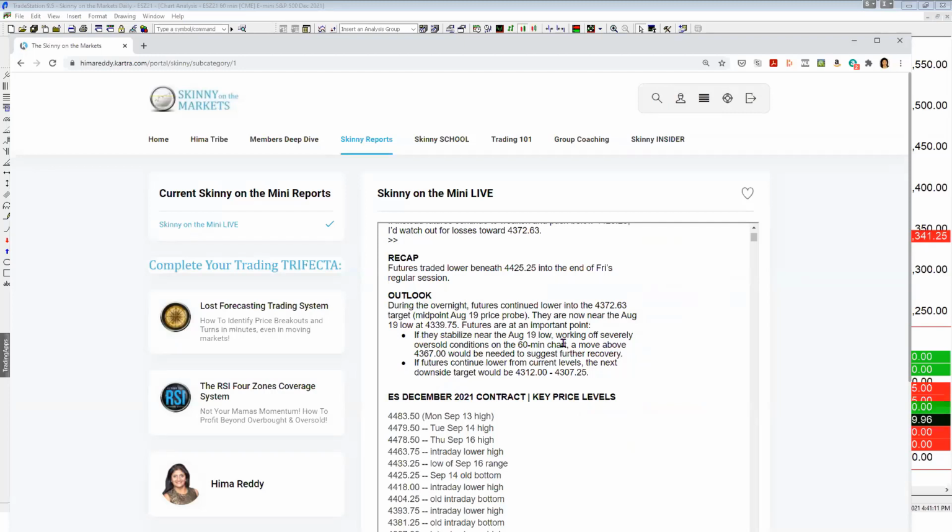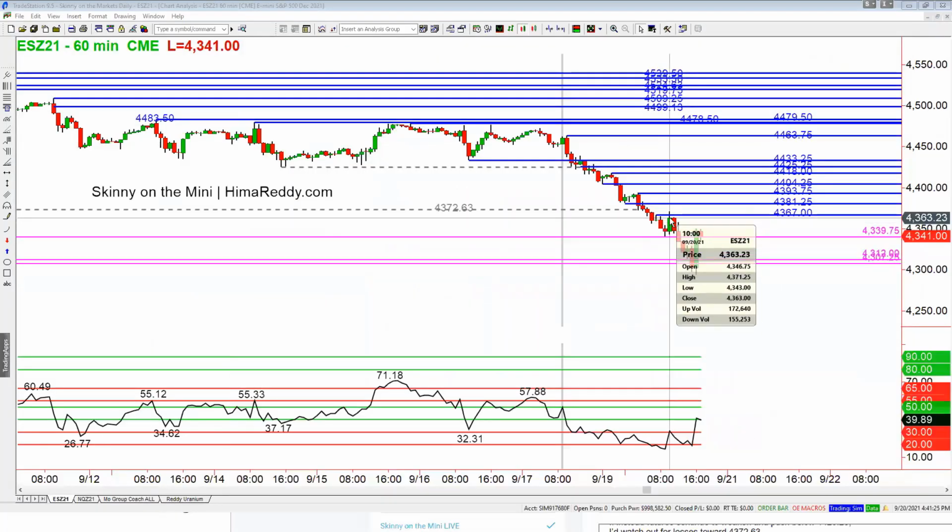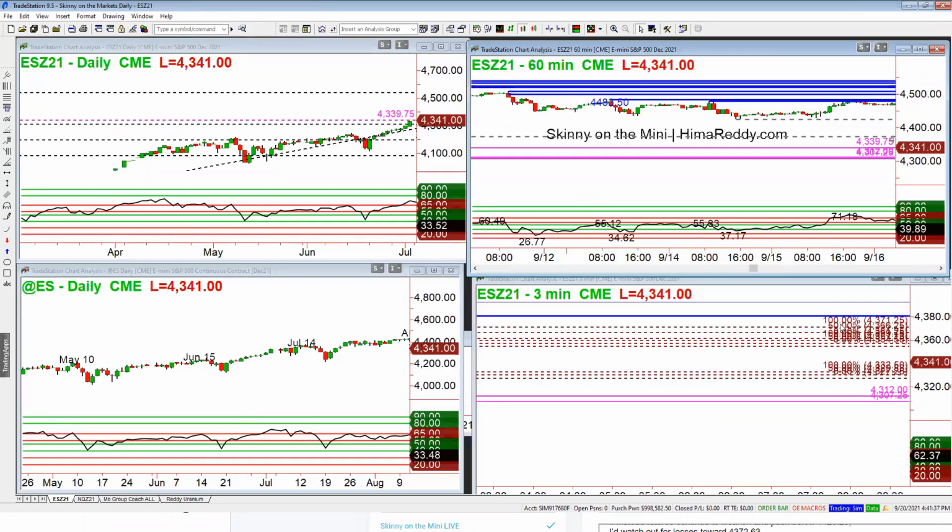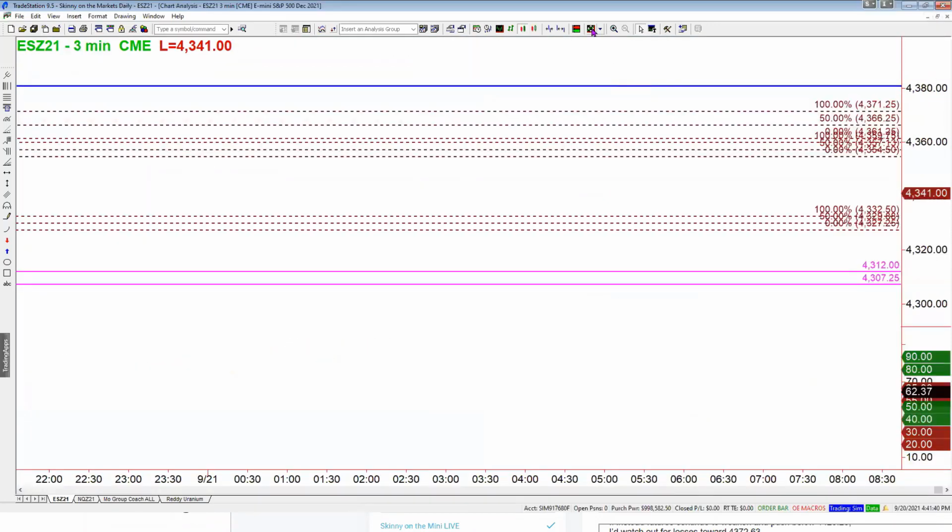If they stabilize near the August 19th low, working off severely oversold conditions, on the 60-minute chart, a move above 43.67 would be needed to suggest further recovery. Here's the thing. It came above 43.67, but it barely stayed up there. You've got to see follow through in the moves. So if your trading time frame is lower than a 60-minute, you want to see bars starting to close above. Here's what I saw when I was looking at the 3-minute.